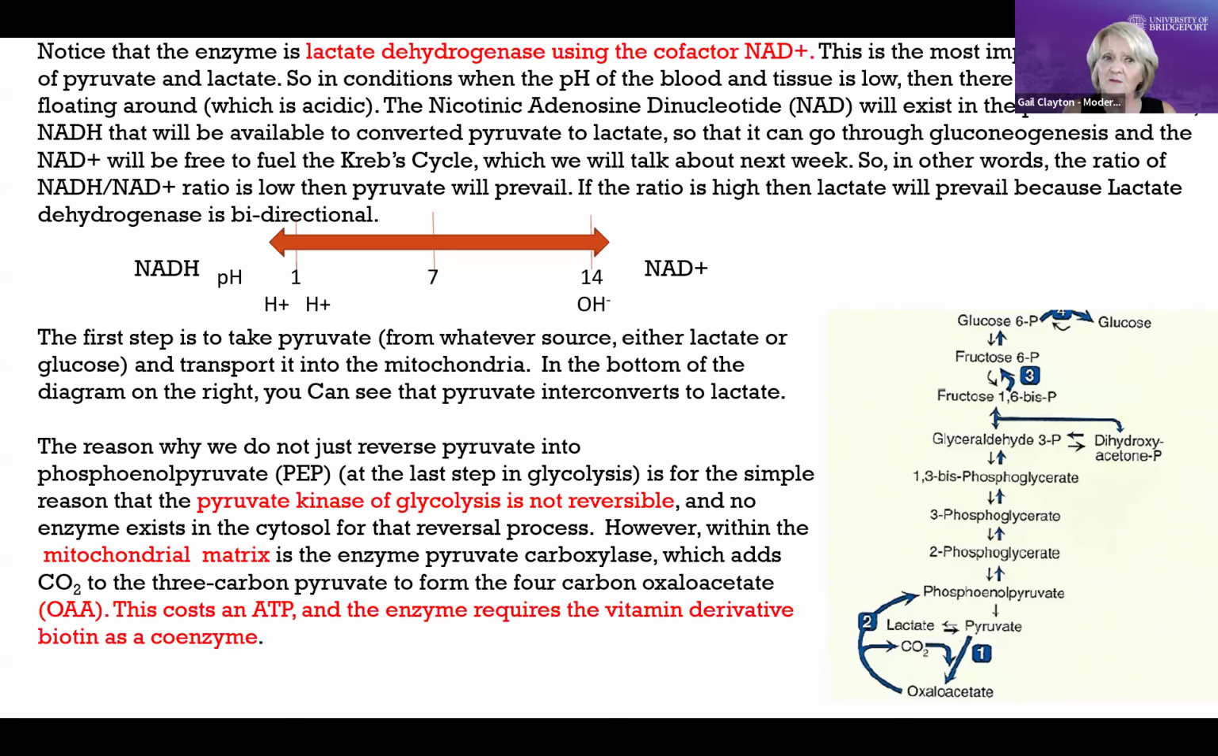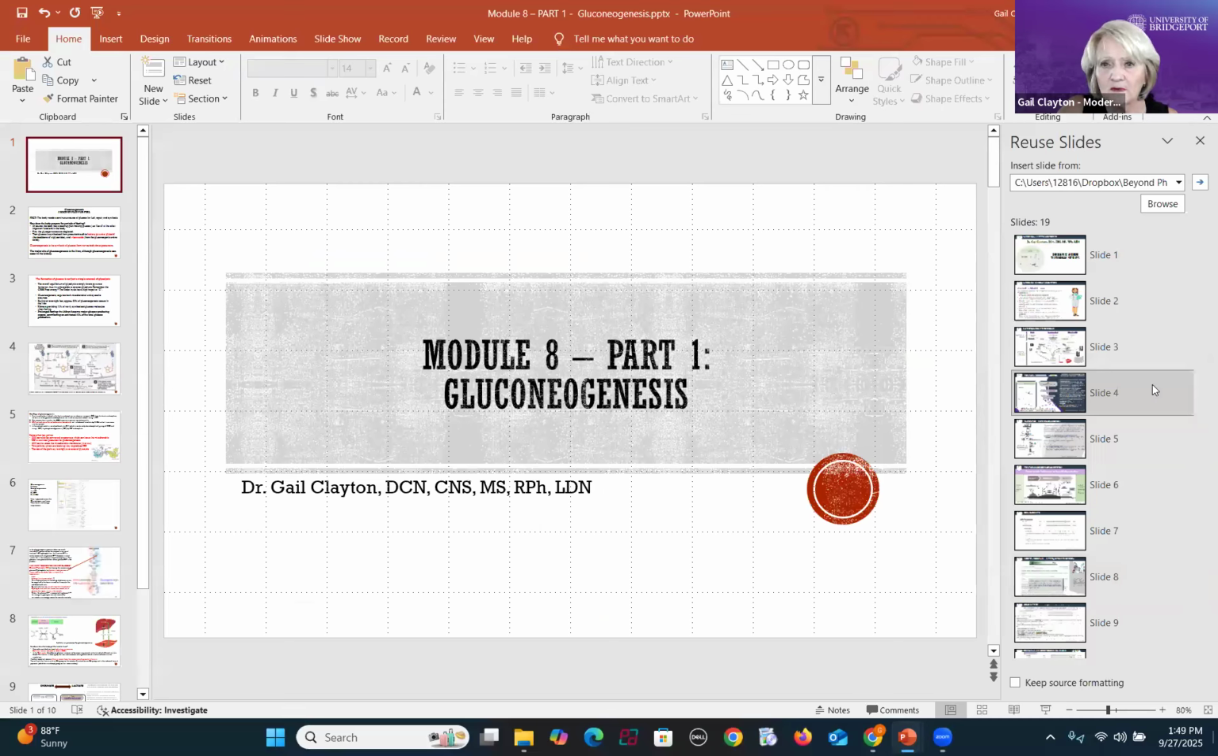But in the mitochondrial matrix, the enzyme pyruvate carboxylase adds CO2 to the 3-carbon pyruvate to form the 4-carbon oxaloacetate. Remember, it costs us an ATP. That enzyme requires biotin as a coenzyme. So biotin is a really important part of energy regulation, and we'll get into that in a later lecture. Okay, so that is the end of part 1.